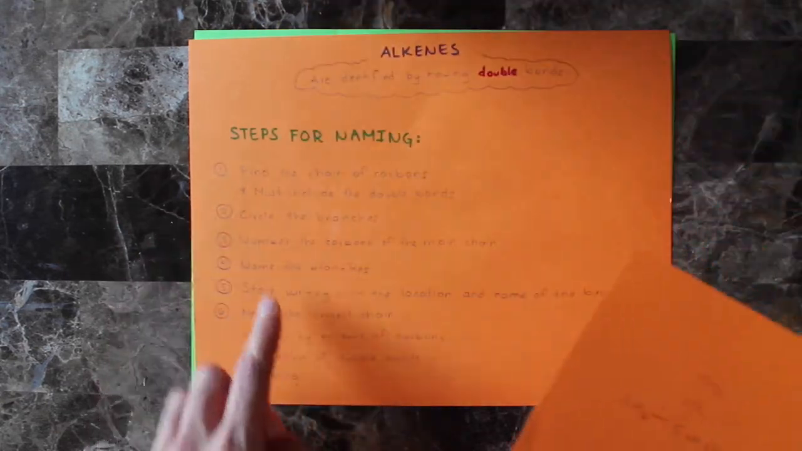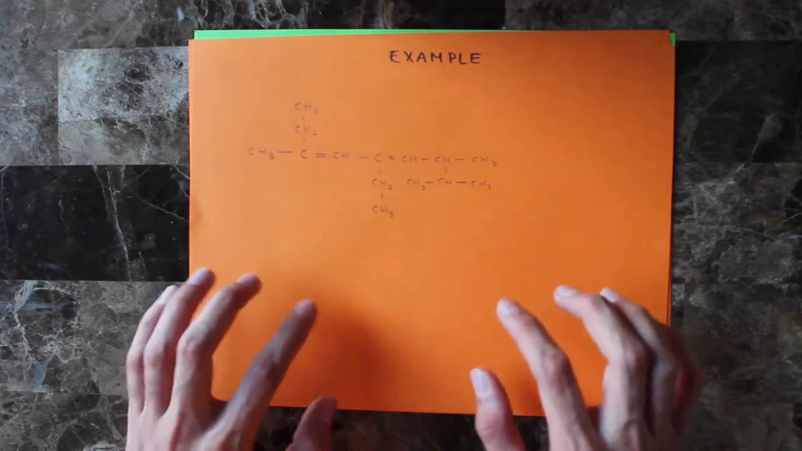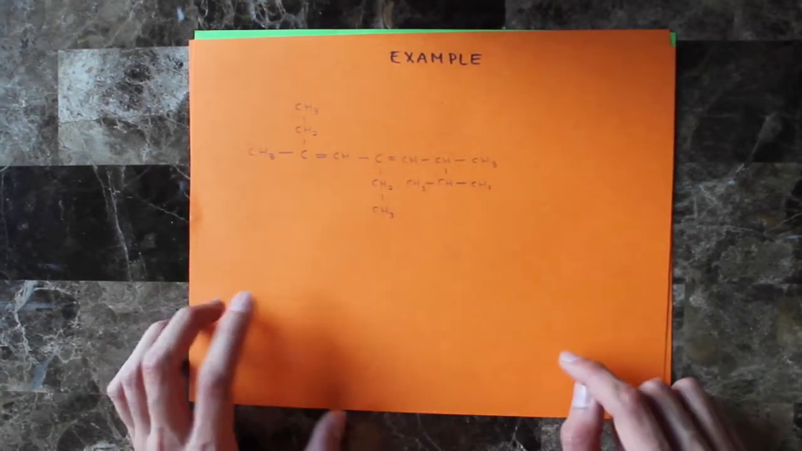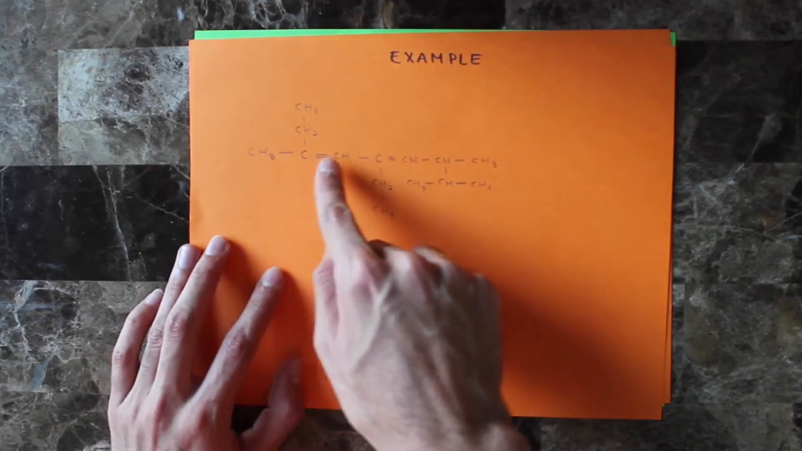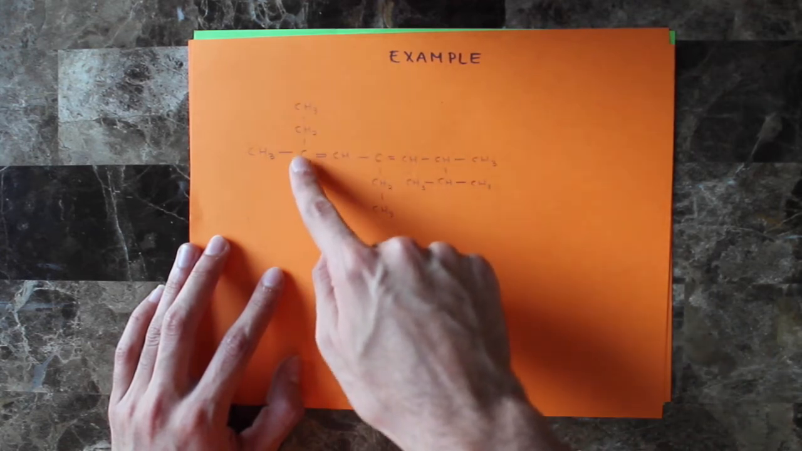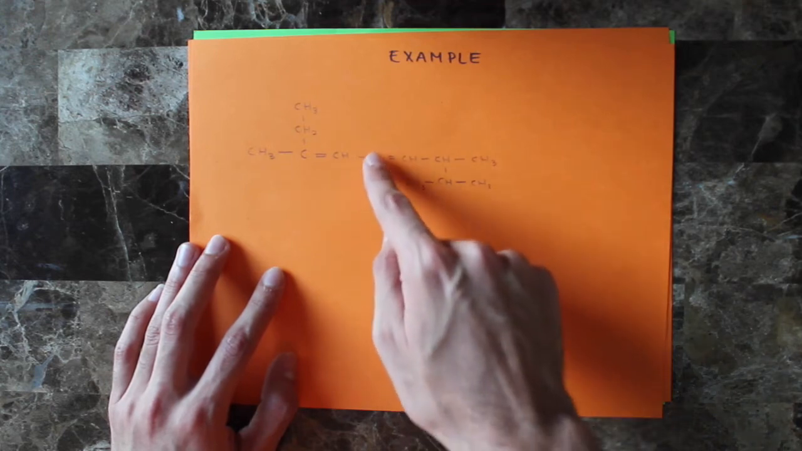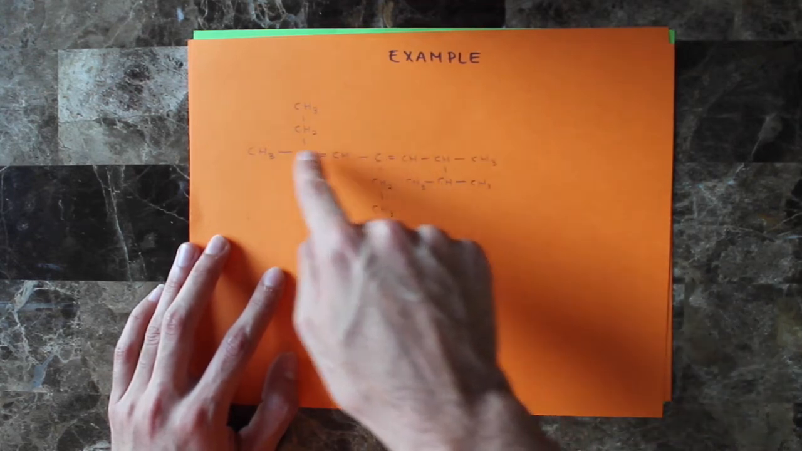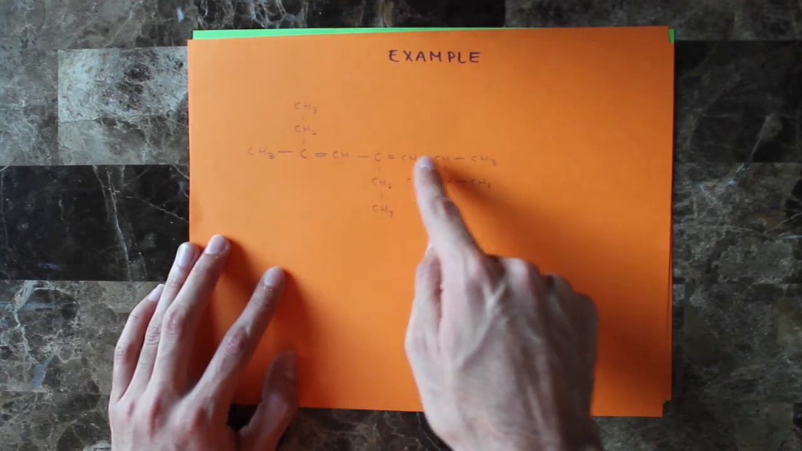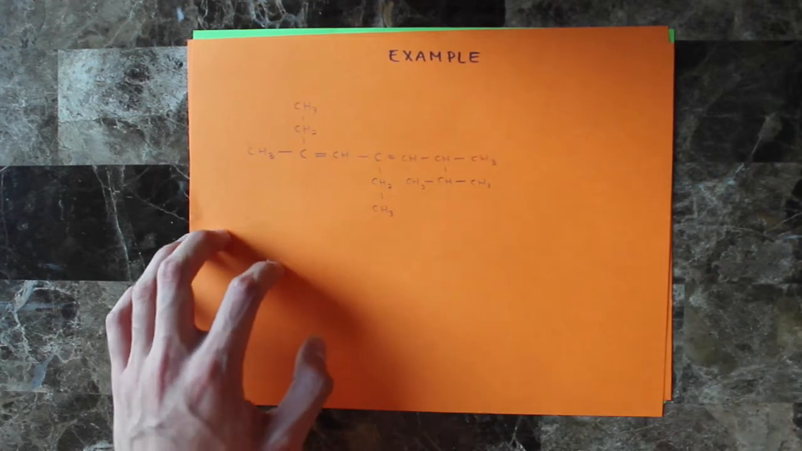Our first step is find the chain of carbons. We have to find the longest chain of carbons, but it must include the double bonds. So we start counting. 1, 2, 3, 4, 5, 6, 7. Or we could have 1, 2, 3, 4, 5, 6, 7, 8. Or we could have 1, 2, 3, 4, 5, 6. Or we also could have 1, 2, 3, 4, 5, 6, 7, 8, 9. So as it is our longest chain, we'll circle it.